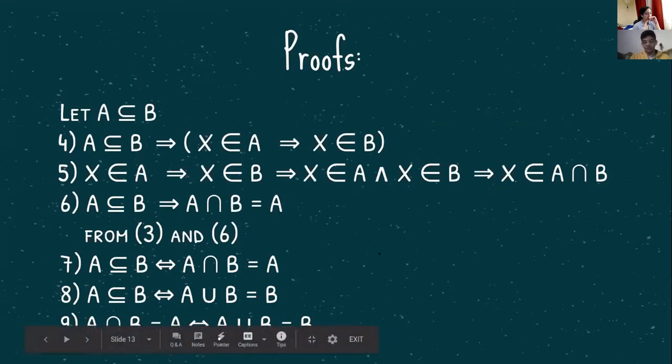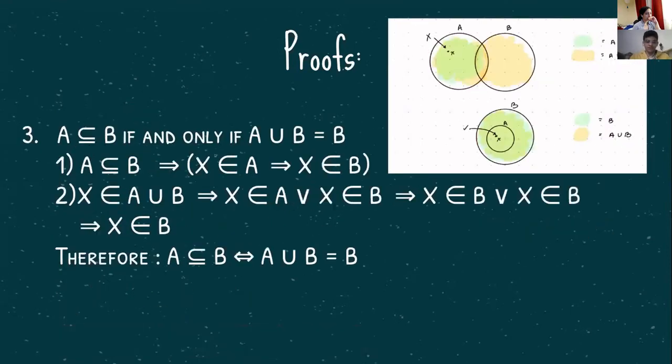And from the last theorem, I know that A is a subclass of B if and only if A union B equals B. So going back to the third, I know A is a subclass of B if and only if A union B equals B. So we already proved this.